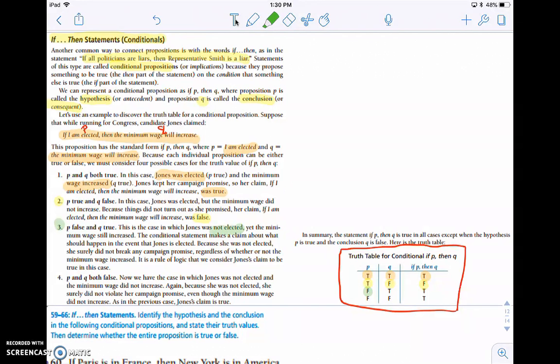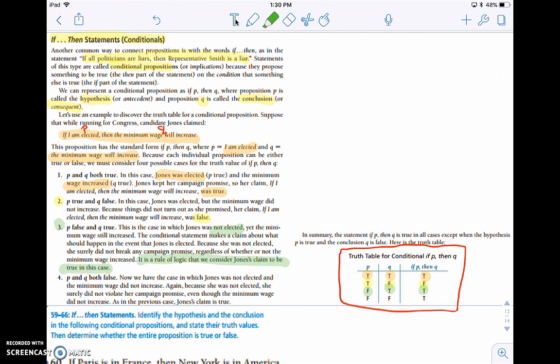So if we have false for P and true for Q, then the end result there, if P is false, then Q is true, that is true. And that one really kind of goes against the logic. You really have to think about that. But again, this is just a rule of logic.